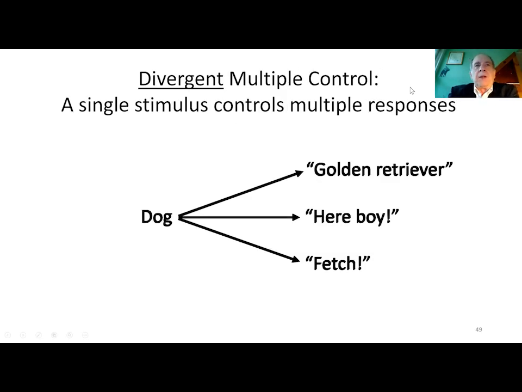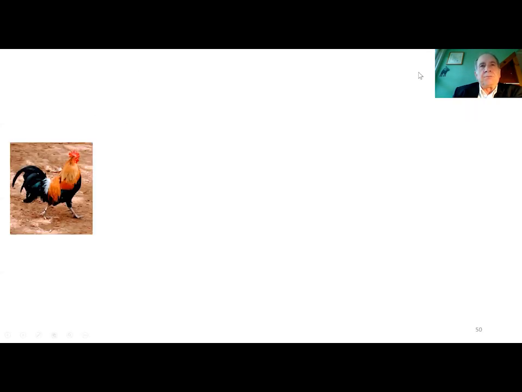Divergent multiple control is when a single stimulus controls multiple responses. So seeing a dog might occasion our saying golden retriever if it happens to be a golden retriever. It might occasion saying here boy, or it might occasion saying fetch. Only one of those three can actually occur, but all of them and many more could be occasioned by the word dog, or rather by the presence of a dog. So divergent and convergent multiple control need to be considered in our analyses.